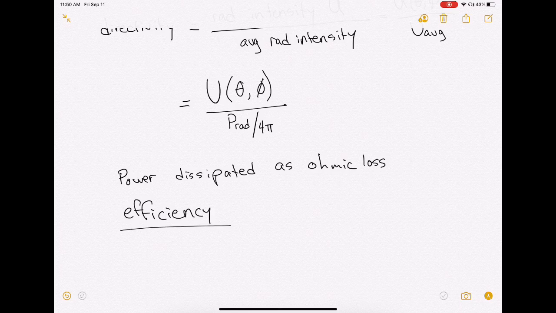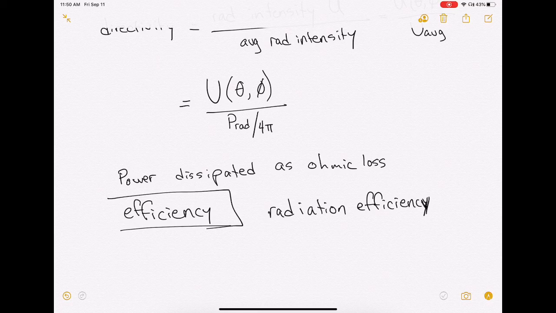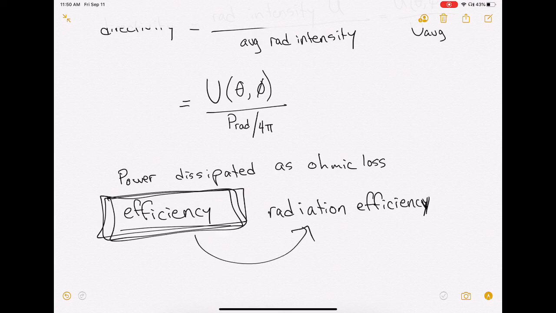for antennas. Now, there are a lot of different actual types of antenna efficiency, and there will be multiple antenna efficiencies that we talk about in this class. But specifically, we're talking about radiation efficiency. And if somebody just says efficiency about an antenna, radiation efficiency is the one they mean.